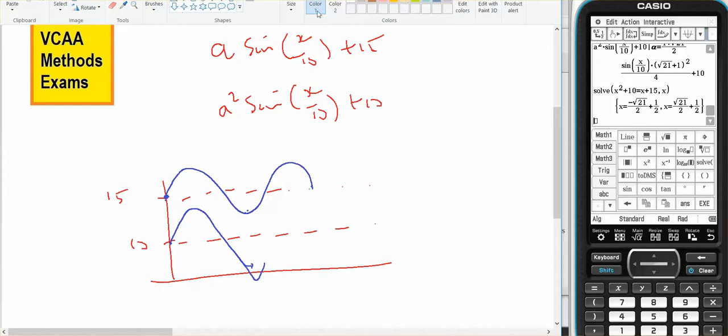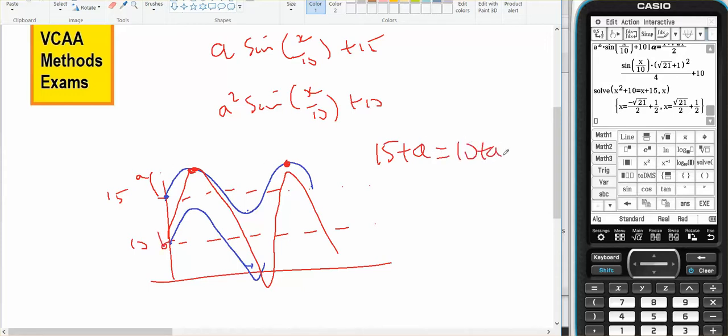So my only chance to get these to touch is if this touches there and then goes down and then touches there again and then goes down. Okay, so that's where the intersections are going to occur, which means that if this goes up, 15 plus A has to equal 10 plus A squared. Because for the intersection point to happen up here, 10 plus A squared would get me there, and 15 plus A would get me there.